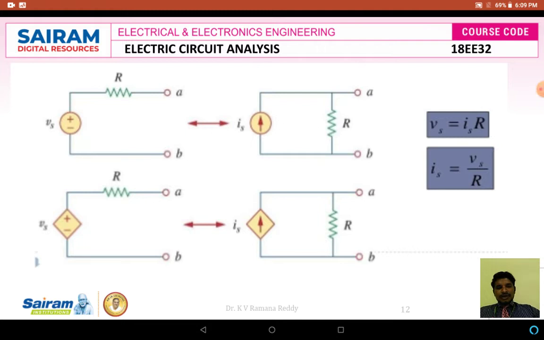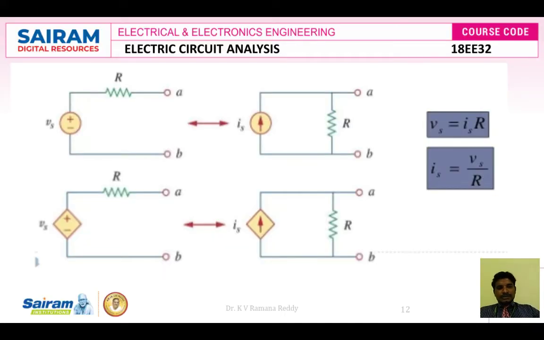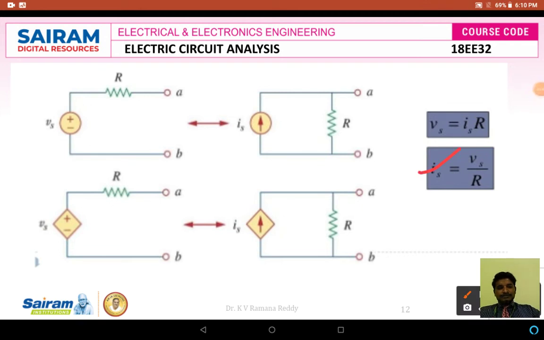The available voltage source is converted into a current source with the formula Is is equal to Vs divided by R. Here the source voltage is Vs and the internal resistance of the source is R. If I want to convert the available voltage source Vs into a current source, then we have the formula Is is equal to Vs by R. Taking the ratio of Vs divided by R, I get Is.